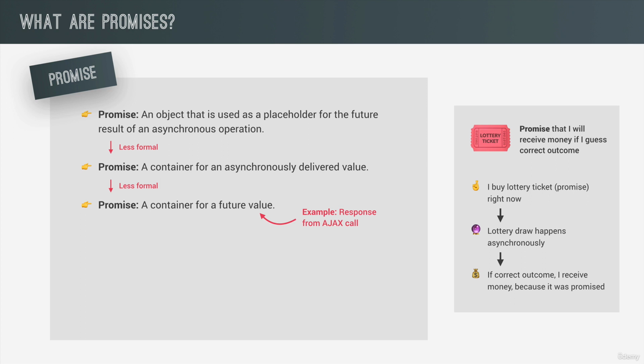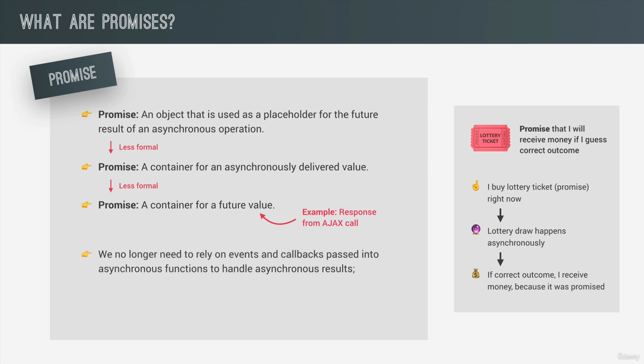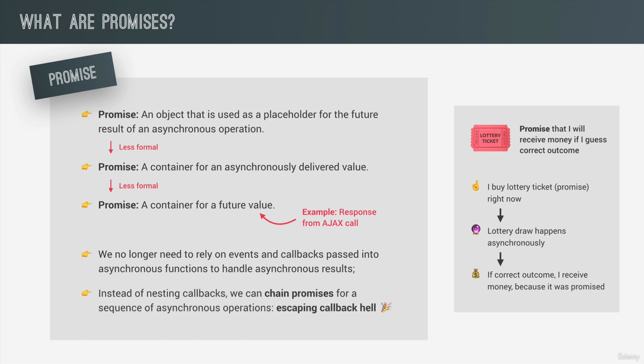Now, what's the big advantage of using promises? Well, there are two of them actually. First, by using promises, we no longer need to rely on events and callback functions to handle asynchronous results. Events and callback functions can sometimes cause unpredictable results, and so this is a big win already. But even better, with promises, we can chain promises for a sequence of asynchronous operations instead of nesting like we did in the last video. And with this, we can finally escape callback hell, which was our initial goal all along. And by the way, promises are an ES6 feature, so they became available in JavaScript in 2015. And so by now, they are widely used by everyone.